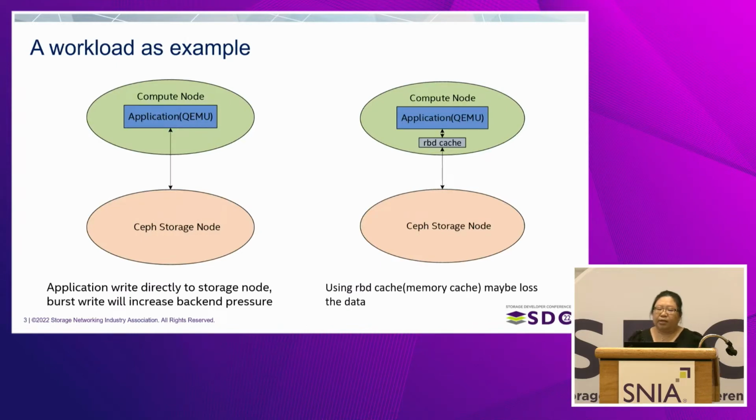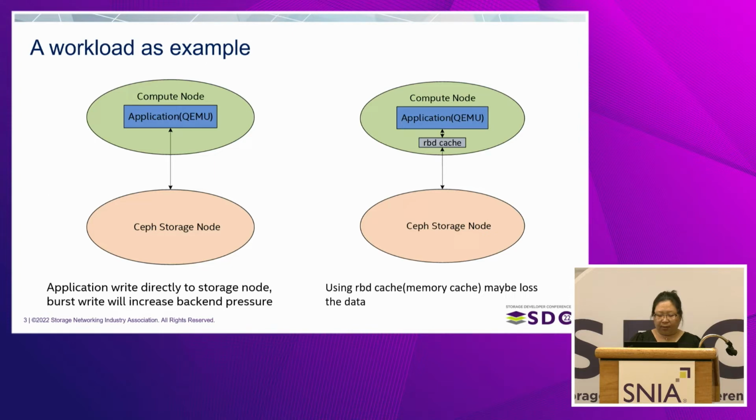Let's see the general workload in the Ceph cluster. On the left side, there is a normal I/O request path. In the compute node, applications such as QEMU use the disk. The disk I/O is transferred to the Ceph backend storage node through the TCP/IP network. The Ceph storage node handles the I/O request and writes the data to the backend storage, such as hard disk, SSD, or NVMe SSD.